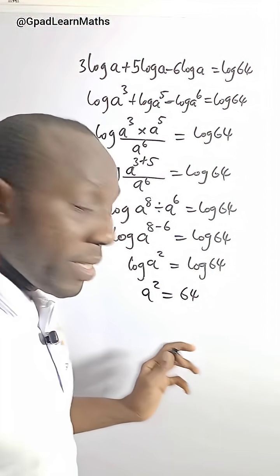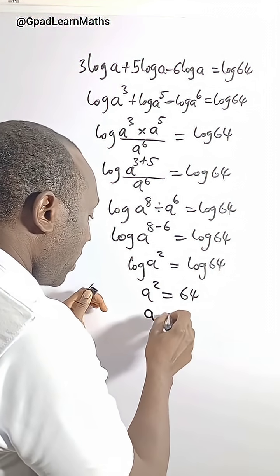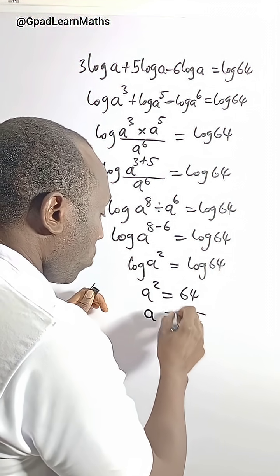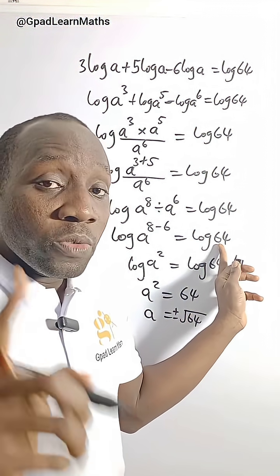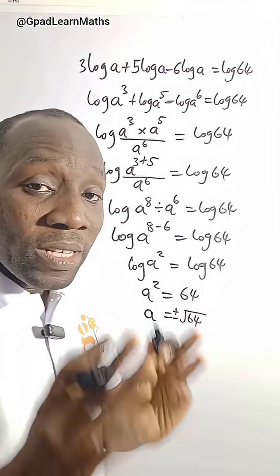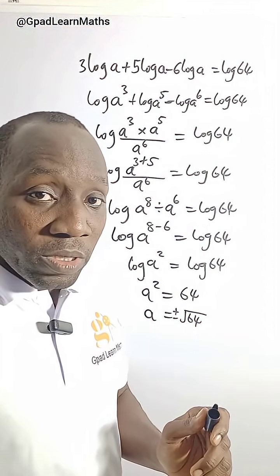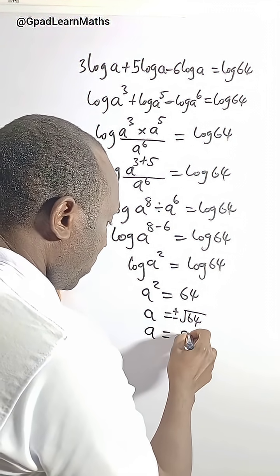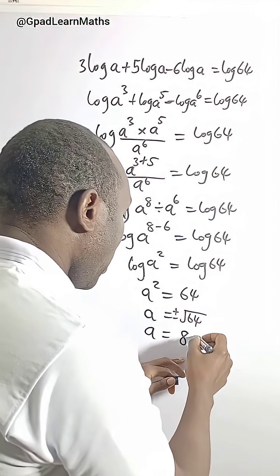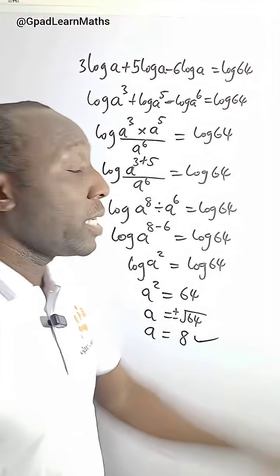When you square root both sides, you are meant to do this. a is equal to the square root of 64, plus or minus. But because the argument cannot be negative, we are going to reject the negative value here and only stick with the positive value of a. So a is equal to what? 8. And this is the value of a that will satisfy this logarithmic equation.